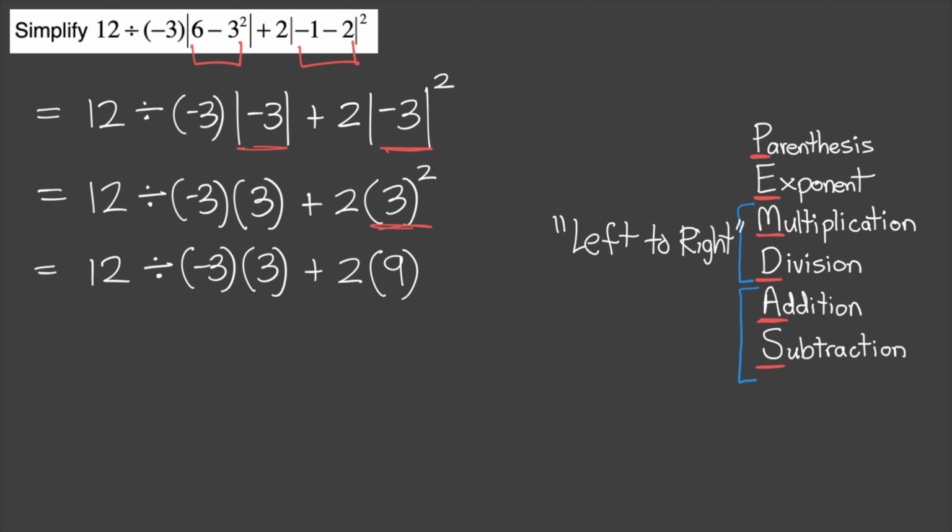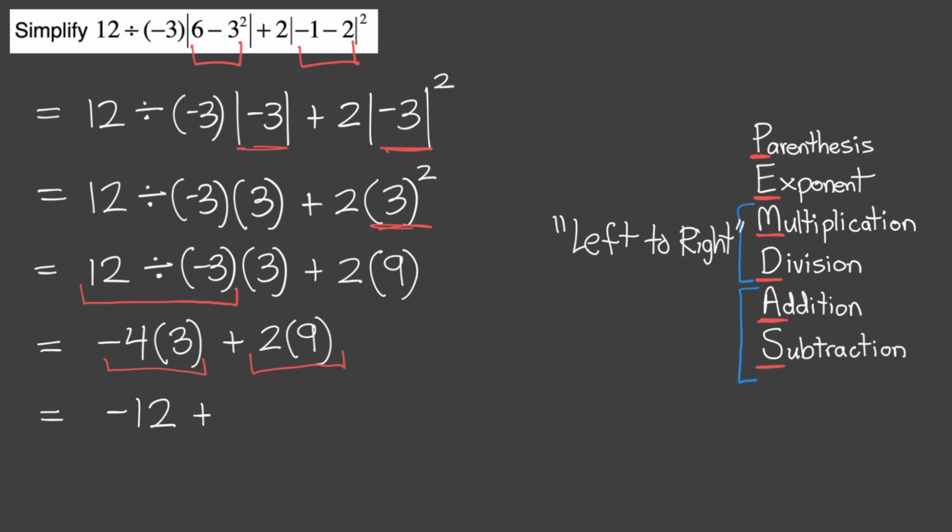So our first step is going to be to do 12 divided by negative 3. 12 divided by negative 3 is negative 4 times the 3 plus 2 times 9. All right, next, since we have multiplication here and then addition and then multiplication here, we can go ahead and carry out these 2 multiplications first before we do the addition. So we're going to do this multiplication and this multiplication right now. Negative 4 times 3 is negative 12 plus 2 times 9, which is 18.